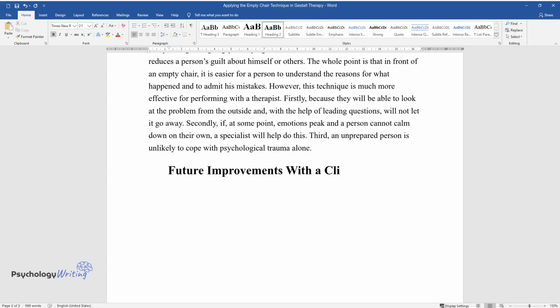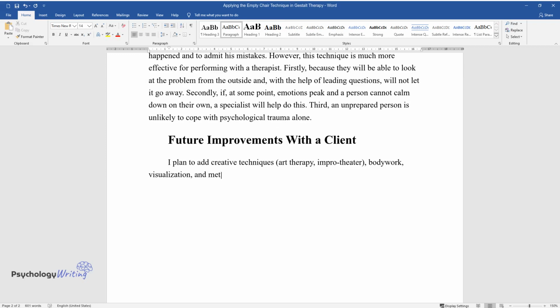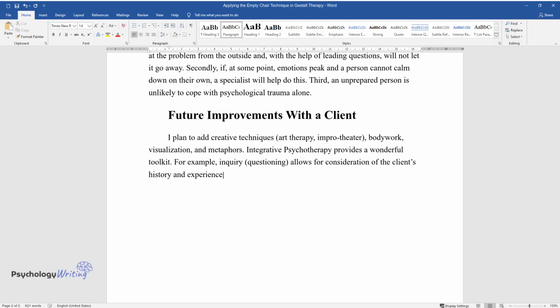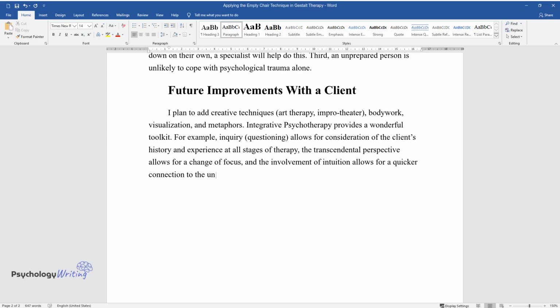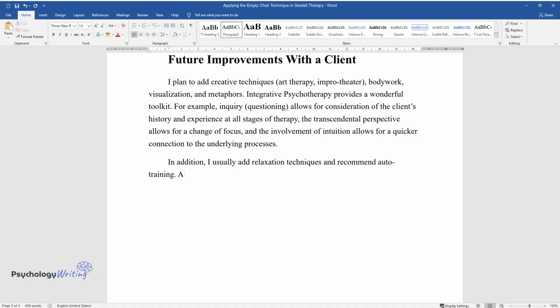Future improvements with a client. I plan to add creative techniques, art therapy, improv theater, bodywork, visualization, and metaphors. Integrative psychotherapy provides a wonderful toolkit. For example, inquiry, questioning, allows for consideration of the client's history and experience at all stages of therapy. The transcendental perspective allows for a change of focus, and the involvement of intuition allows for a quicker connection to the underlying processes. In addition, I usually add relaxation techniques and recommend auto-training.